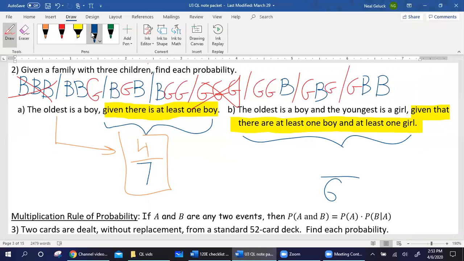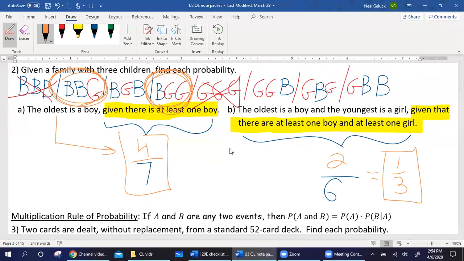Now I look at the top part. The oldest is a boy and the youngest is a girl. Well, when does that happen? That happens there, and it happens there, where the oldest is a boy and the youngest is a girl, firstborn, lastborn. So there's 2 out of those 6, or a 1/3 chance of that happening.